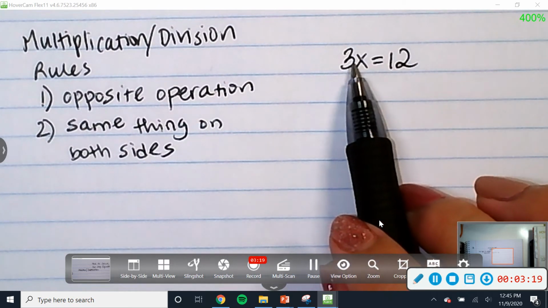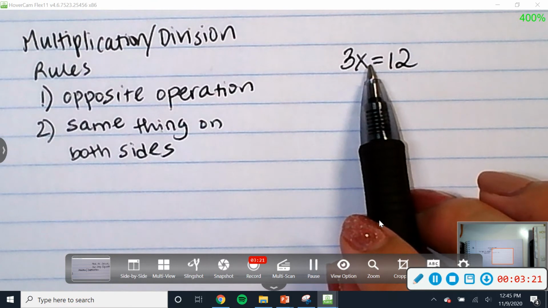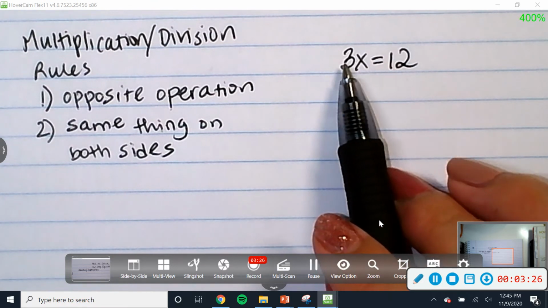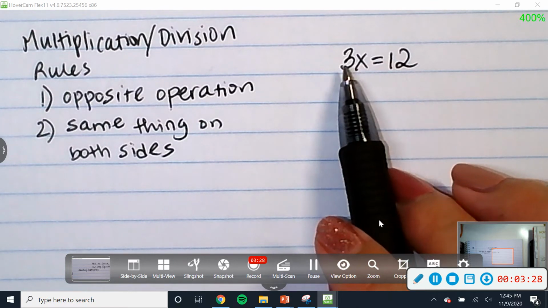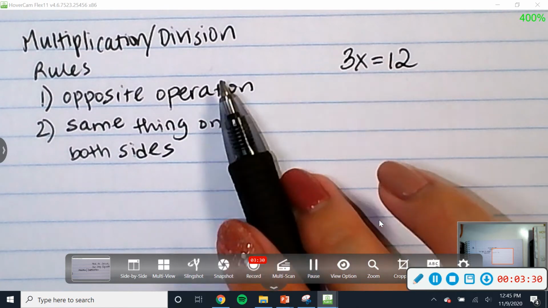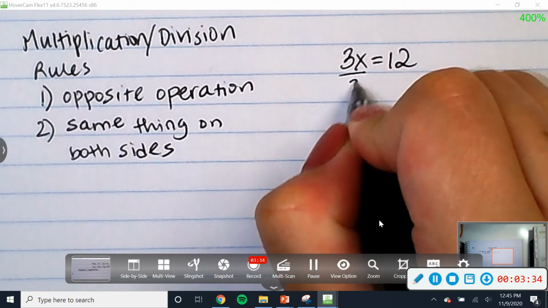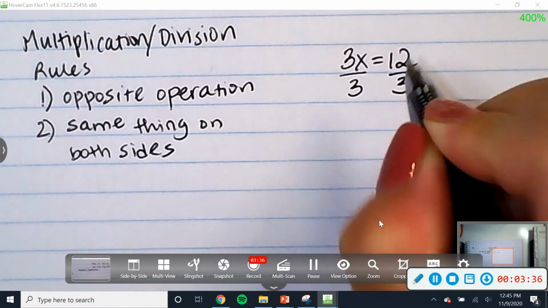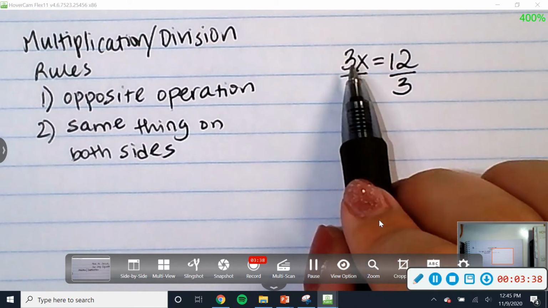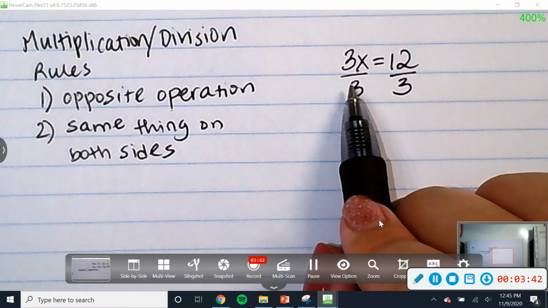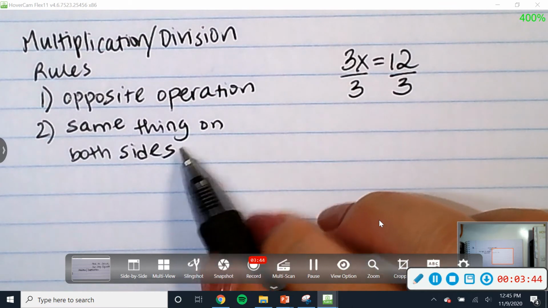Anytime you have a number right next to your x, you need to notice that this is multiplying. 3 times x is 3x. So our opposite operation of multiplication would be to divide. Whenever you see a problem written like this, you'll always be dividing that number in front. So 3 is going to be divided on both sides.